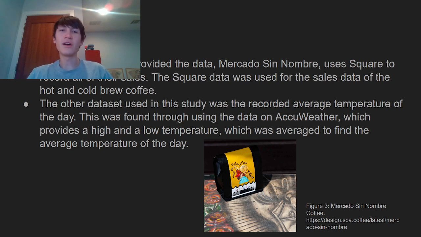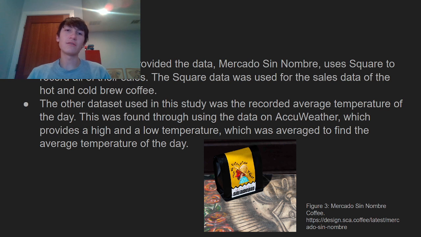The data utilized was from two sources. The first set of data was provided by the restaurant Mercado Sin Nombre. It uses Square to record all of their sales. Square data provides the product that was sold and the amount of the product that was sold, as well as the day that it was sold. So you could tell how much of the hot coffee and the cold brew coffee sold on each day.